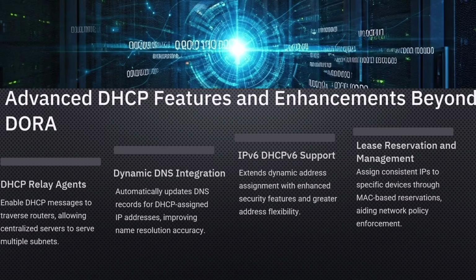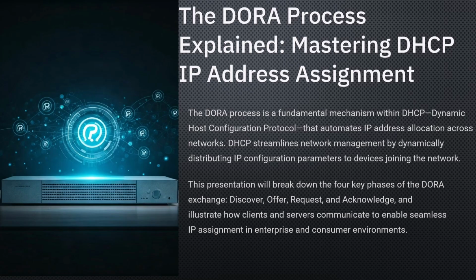And how is this ACK sent back? Broadcast again? Similar to the offer, it's generally broadcast at the network layer, destination 255.255.255.255. Okay. But unicast at the data link layer. So source IP is the server's IP, source MAC is the server's MAC, but the destination MAC is the client's specific MAC address. Direct delivery again at layer 2.